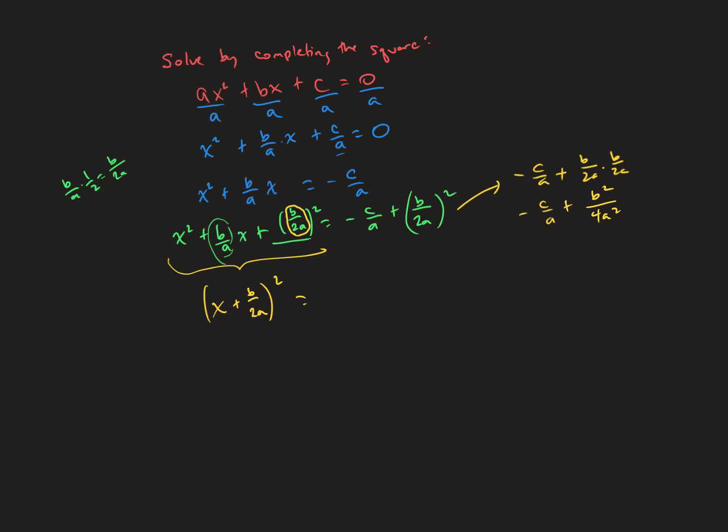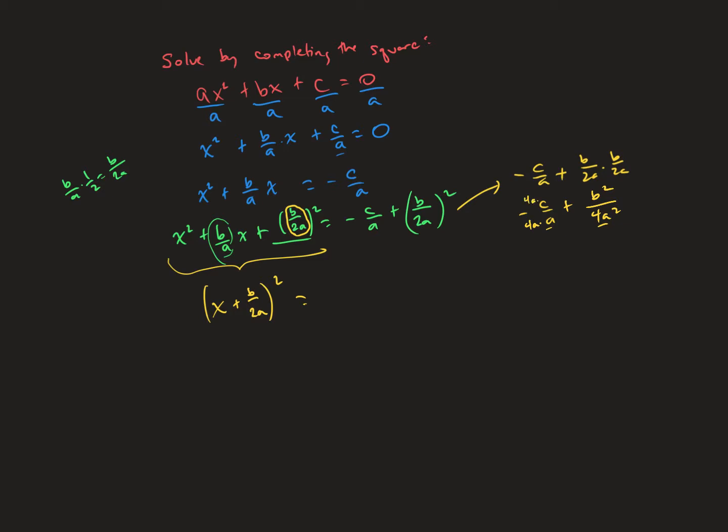Well, in order to add two fractions, they need to have the same denominator. This is 4 times a times a. This is just a. If I wanted to get the denominators to be the same, I'd have to multiply this denominator by 4a. 4 times a would give me 4a squared. But to keep the fraction the same, I have to multiply the top by the same thing.